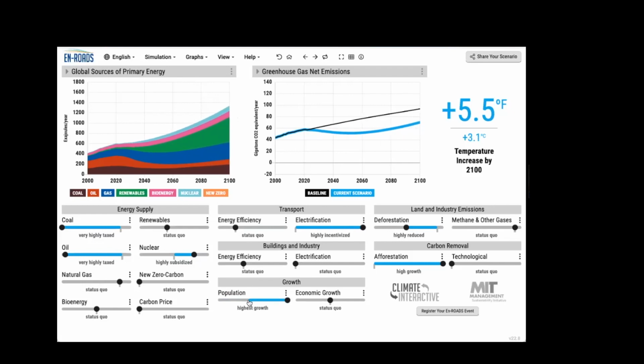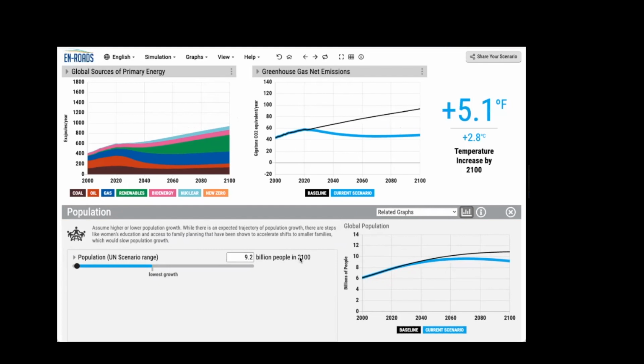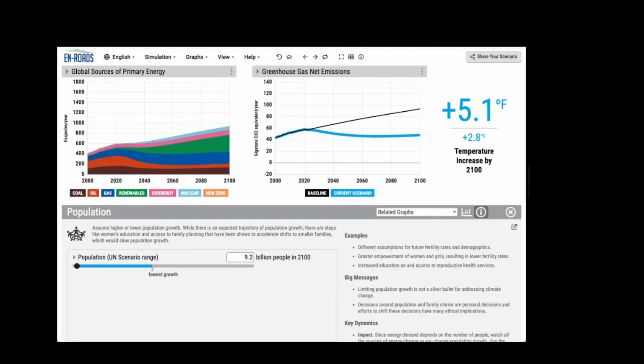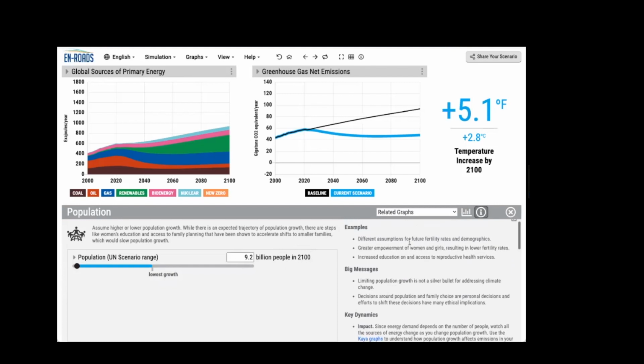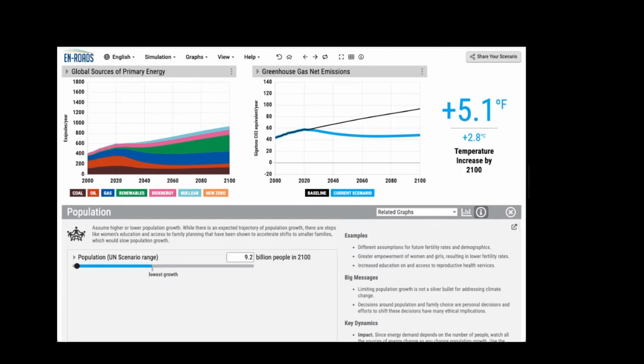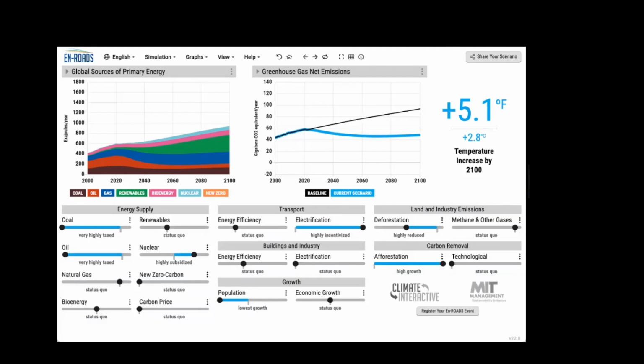So we'll go back to lowering the population. And a lot of that, if you look at the population, is lower growth. You can find out the assumptions about demographics and fertility rates, and usually empowerment and education of women reduces the fertility rates. All right, we're down to 5.1. What's next?